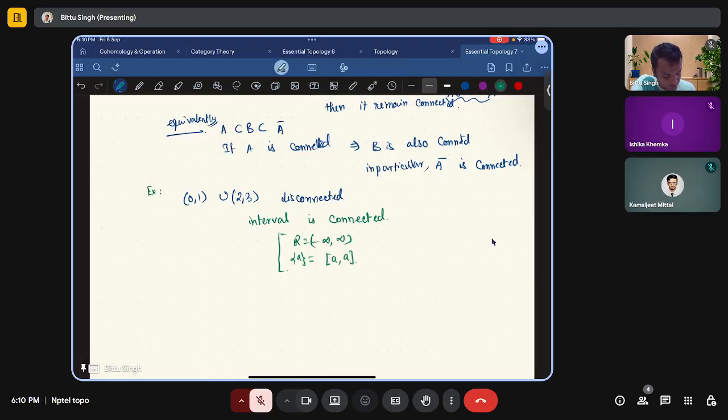And more than this is true: the only connected sets of real numbers are intervals. If I don't mention a topology, then always assume it is the usual topology or Euclidean topology. So a connected set of R is an interval.